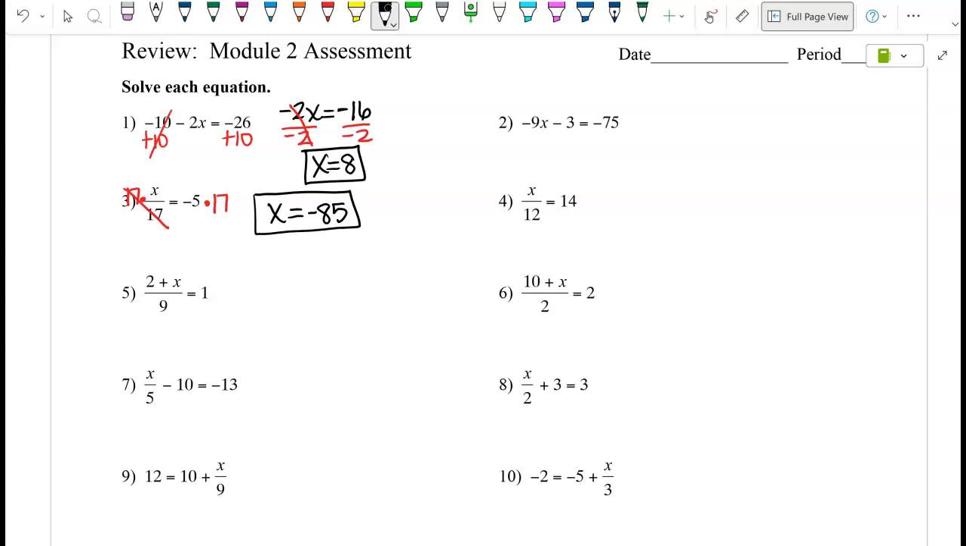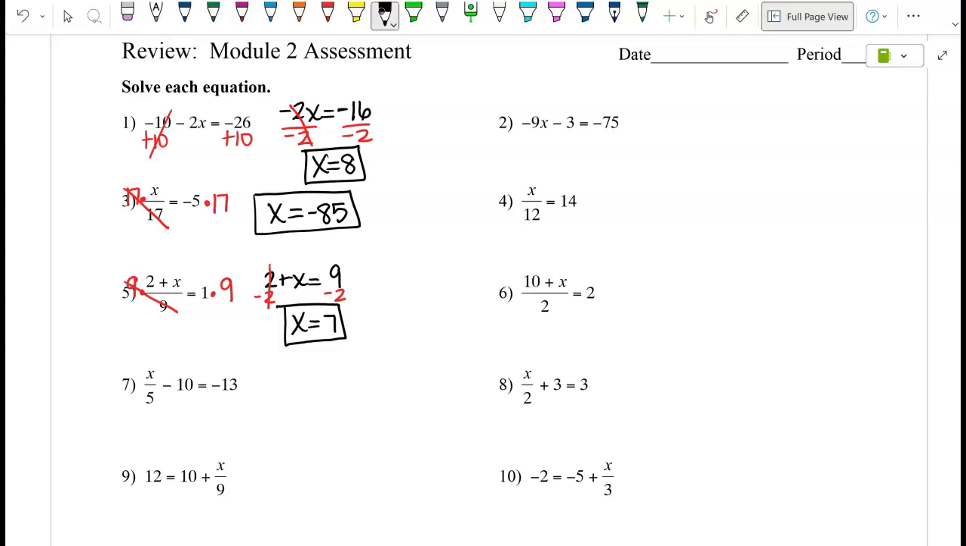Tristan, number 5. The quantity 2 plus x divided by 9 equals 1. What do I need to do first here? Right, this entire thing is a fraction, so I need to clear that denominator first. So I have 2 plus x equals 9. And then Tristan, what would I do next? Subtract 2 from both sides. So we should have gotten x equals 7.